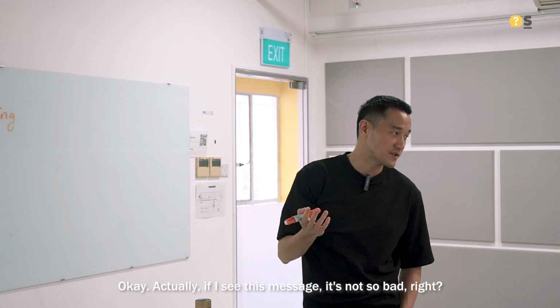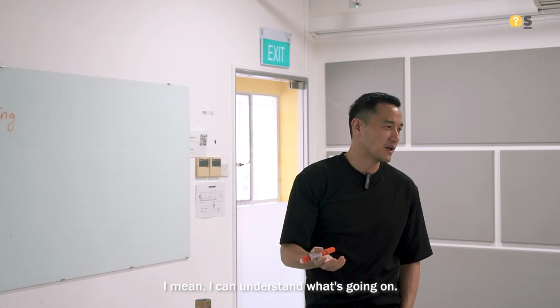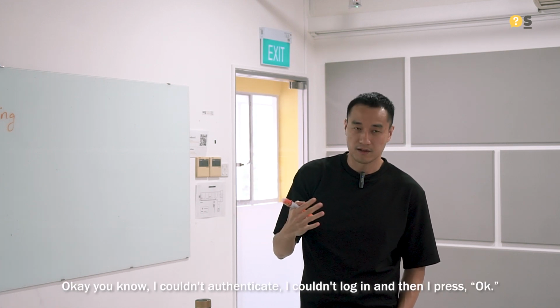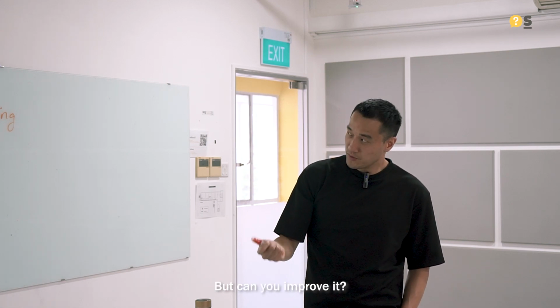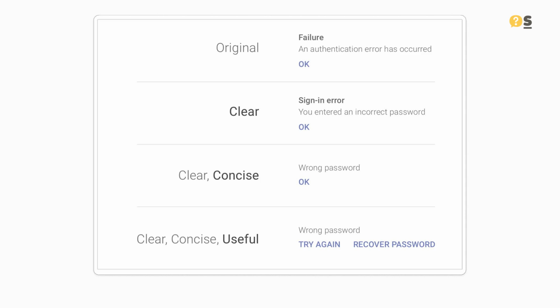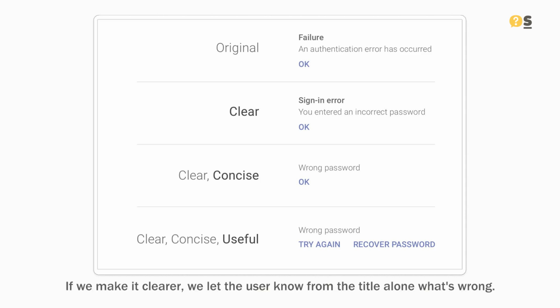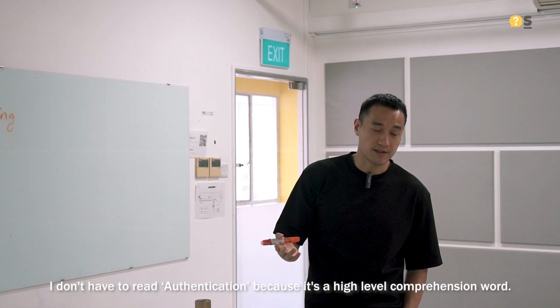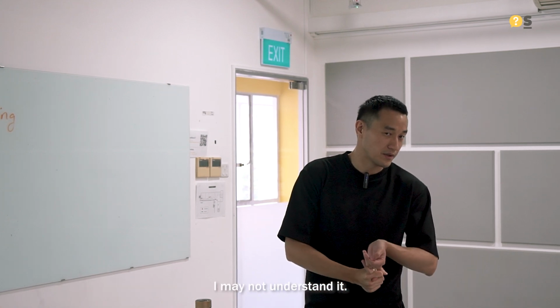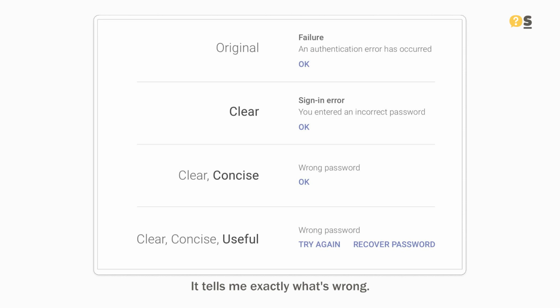Okay, actually, if I see this message, it's not so bad, right? I mean, I can understand what's going on. Okay, you know, I couldn't authenticate, I couldn't log in, and then I press OK. But can you improve it? You can improve it, right? If we make it clearer, we let the user know from the title alone what's wrong. It's a sign-in error. Why can't I log in? You entered an incorrect password, right? It's a lot clearer. I don't have to read authentication because it's a high-level comprehension word. I may not understand it. It tells me exactly what's wrong.